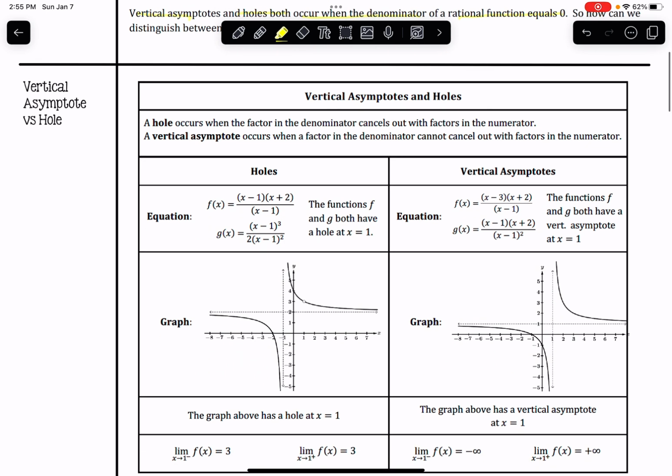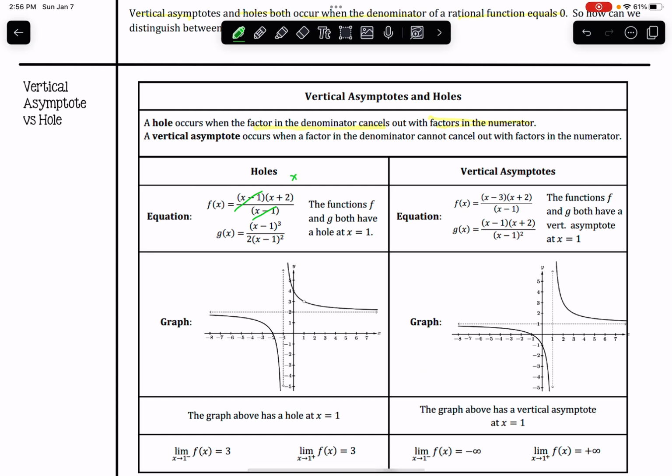A hole occurs when the factor in the denominator cancels out with the factor in the numerator. So if you can cancel the two binomials or factors out, then you've got a hole. If you can't, you have a vertical asymptote. So let's look at this first example. I have an x minus 1 on the numerator and an x minus 1 in the denominator. Therefore, I'm going to have a hole at x equals 1.